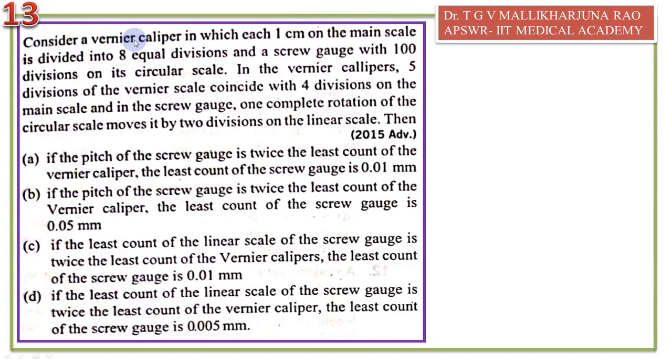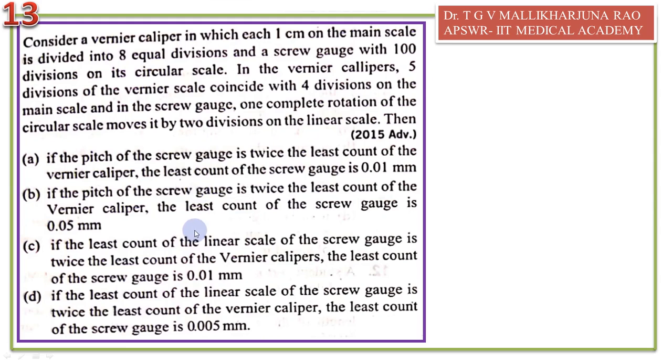Consider a vernier calipers in which each 1 centimeter on the main scale is divided into 8 equal divisions and a screw gauge with 100 divisions on its circular scale. In the vernier calipers, 5 divisions of the vernier scale coincide with the 4 divisions on the main scale, and in the screw gauge, one complete rotation of the circular scale moves it by 2 divisions on the linear scale.